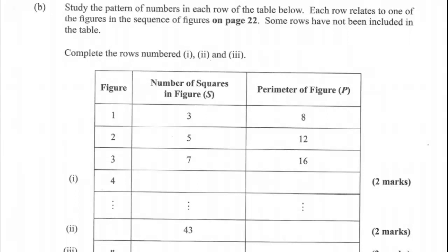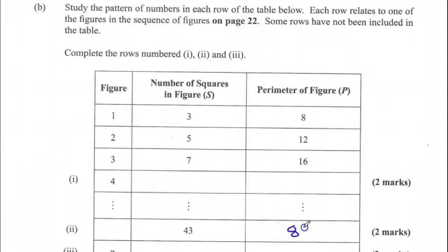So let's see if we can pick up a pattern here. So notice the pattern I'm seeing here between the number of squares and the perimeter of the shape. So to move from a number of squares to a perimeter, we double the number of squares and add 2, you get the perimeter. Look at double 3, you get 6, add 2, you get 8. Double 5, you get 10, add 2, you get 12. Double 7, we get 14, add 2, we get 16. So I imagine doubles for this one. Double 43, we get 86, add 2, we get 88. So I imagine this would be 88.